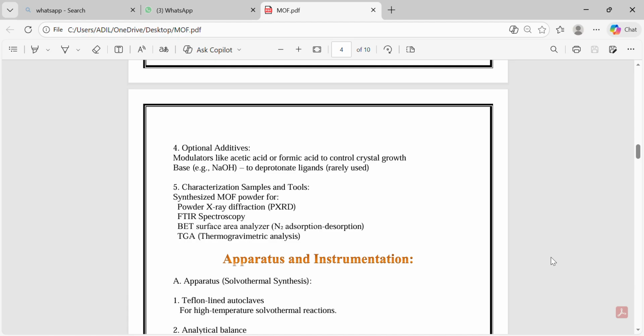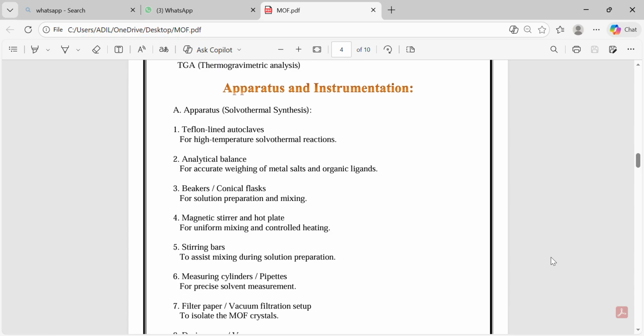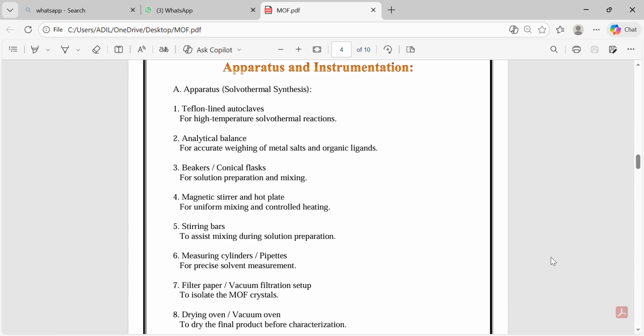Fifth one is the characterization sample and tools. After making the MOF powder, we need to check its properties using these instruments: powder X-ray diffraction, FTIR spectroscopy, BET surface area analyzer, and TGA thermogravimetric analysis. After this, we can move towards the apparatus and instrumentation.